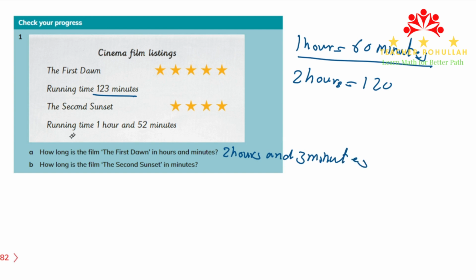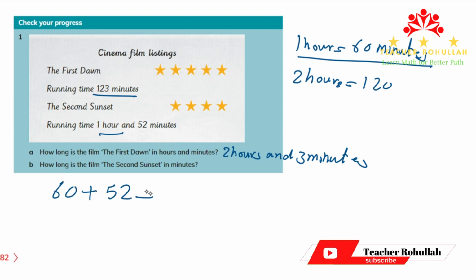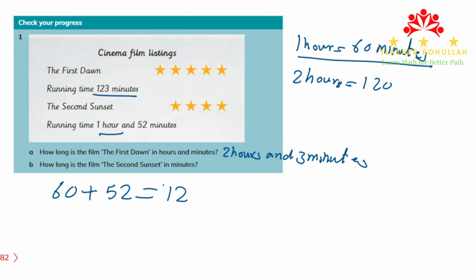And part B says, how long is the film The Second Sunset in minutes? The time for this is given in hours and minutes, so we have to find out how long it is in minutes. Again, we know that 1 hour is 60 minutes. So in place of 1 hour, we write 60 minutes plus 52 minutes. 60 plus 50 is 110, and 110 plus 2 is 112 minutes. This is how we can find out.